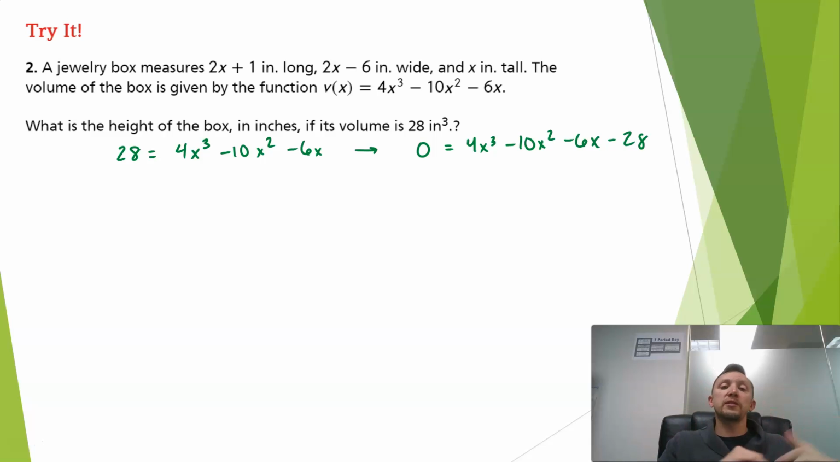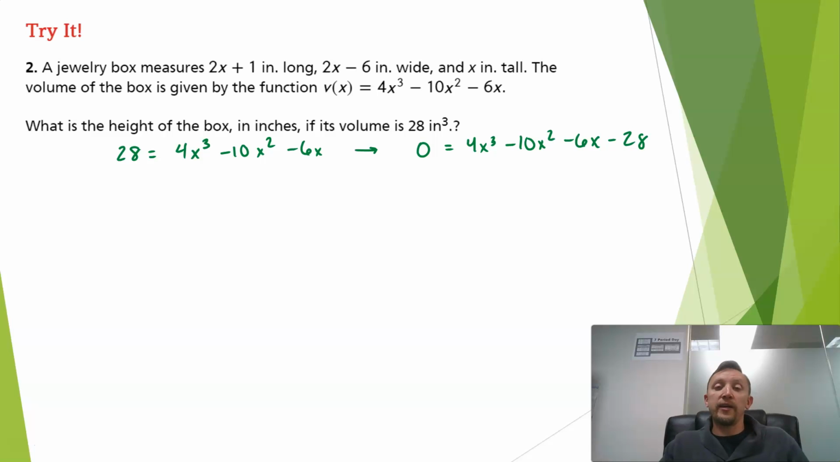So I want you to go through the same process. I want you to start by finding all the possible solutions that we could put in for x to get 0 as our answer. Then I want you to look at the graph and estimate which one or which ones of those solutions would work. And then I want you to figure out what the dimensions of the box would be based on your answer for x. So why don't you pause the video and go through that process and see if you can figure out the dimensions of the jewelry box.